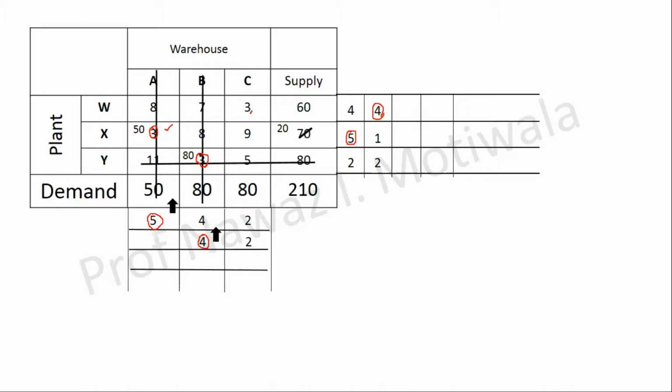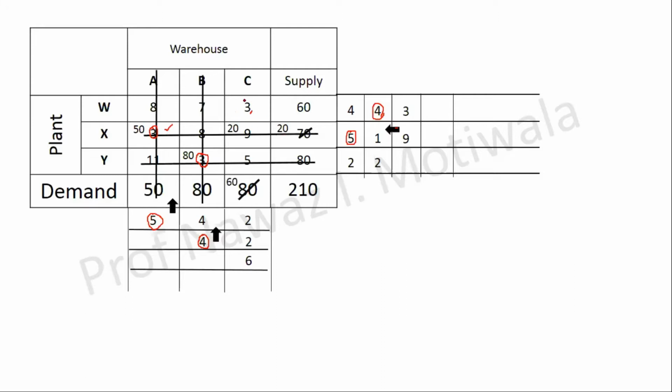Next step, again we have to find out the penalties. 3, 9, 2 and 6. So now what is the highest penalty? The highest penalty is 9. So this row will be selected and under this only this cell remains. So we will allot here. How much to allot? The minimum between 20 and 80. So 20 will be allotted here. Counter effects, this row will get cancelled and this 80 will now become 60.